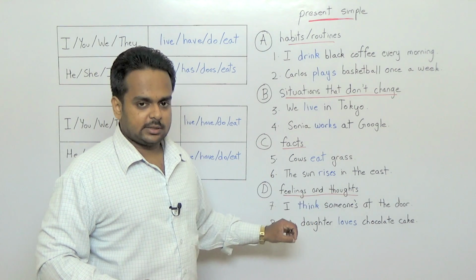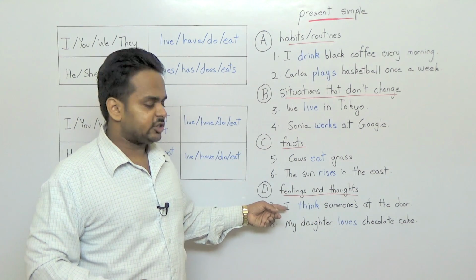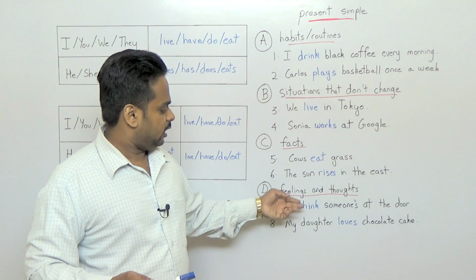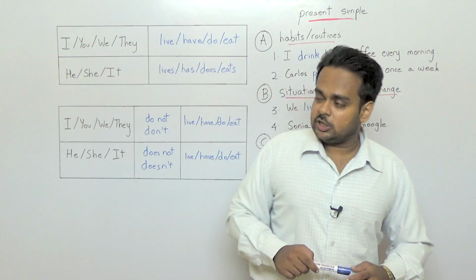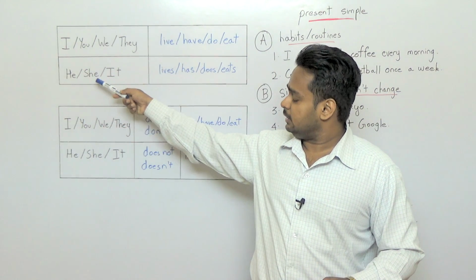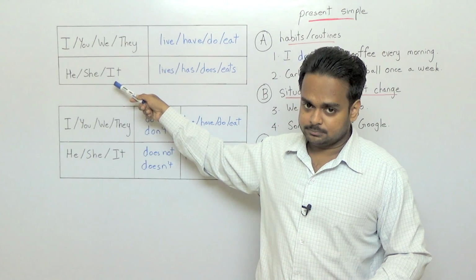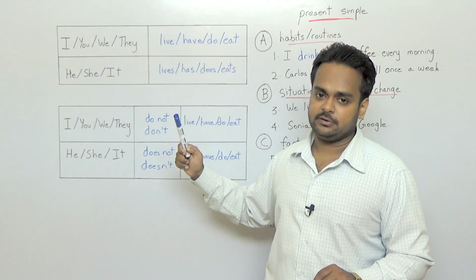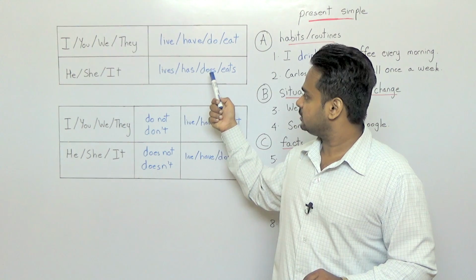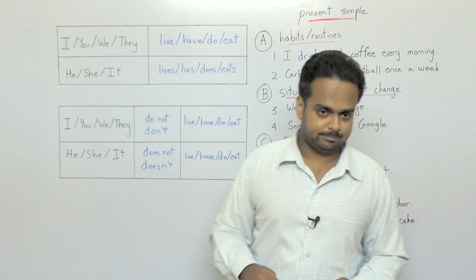I think someone's at the door. Again, the subject is I. This can also be you. So you think someone's at the door, for example. Now, if the subject of the sentence is he, she, or it, or any singular noun, then we add S to the main verb. So lives, has, does, eats, etc.